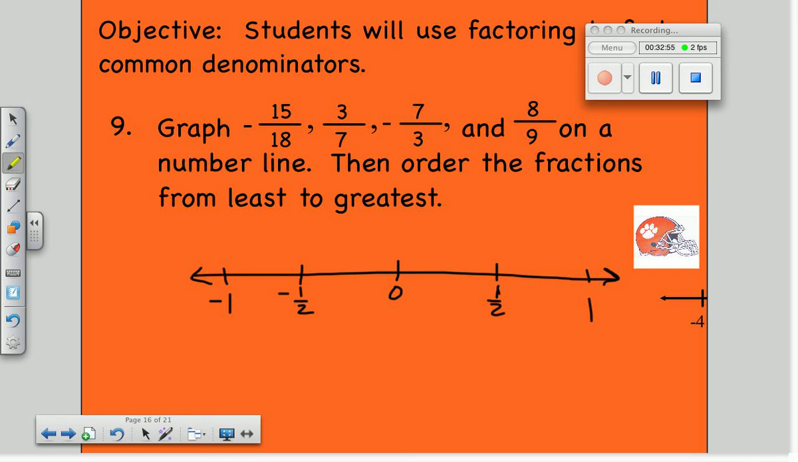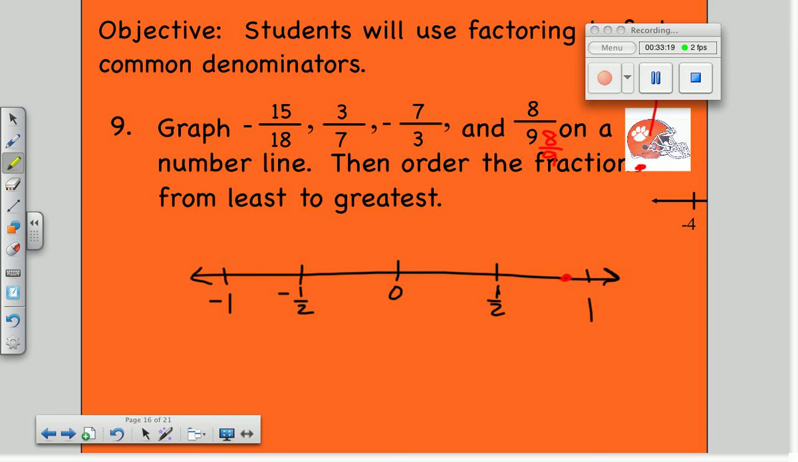8/9 is close to 1 whole, so I know 8/9 is going to go way over here somewhere. 7/3 is more than 1 whole. It's even more than 2, because 3 goes into 7 more than 2 times. So that's going to be way over here somewhere. 7/3. Hold on a second. It's going to be way over here somewhere, 7/3.